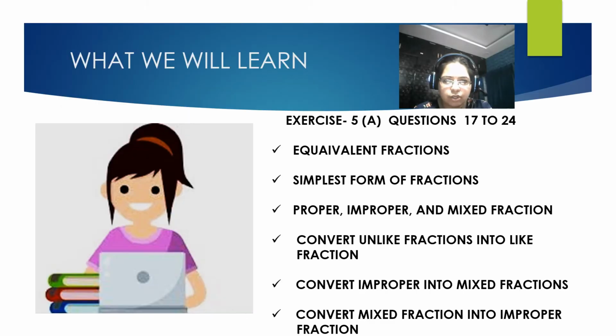What we will learn today? Today we will learn and solve exercise 5a questions 17 to 24, and the topics are equivalent fractions, simplest form of fractions, proper, improper and mixed fractions, convert unlike fractions into like fractions, convert improper into mixed fractions, and convert mixed fractions into improper fractions. Let's solve some questions.